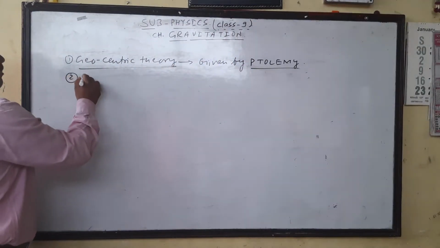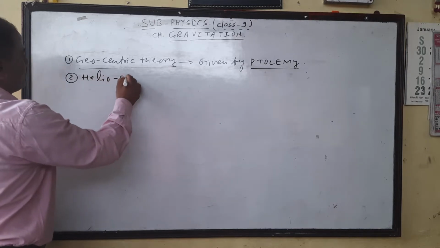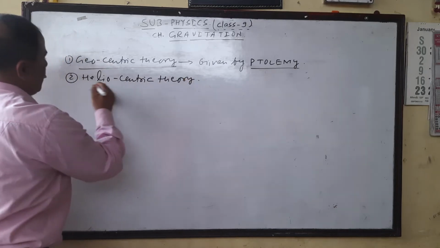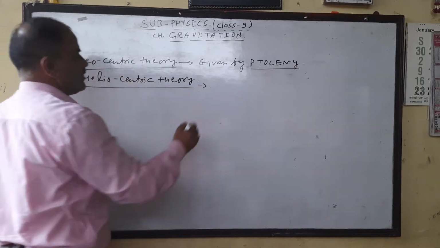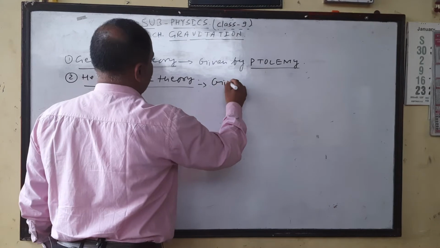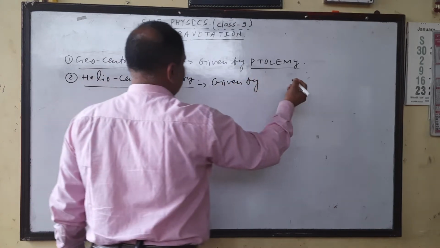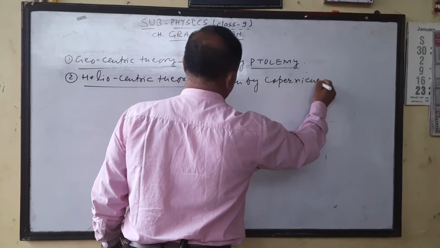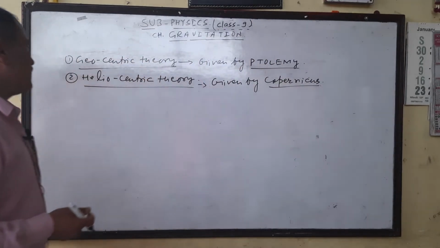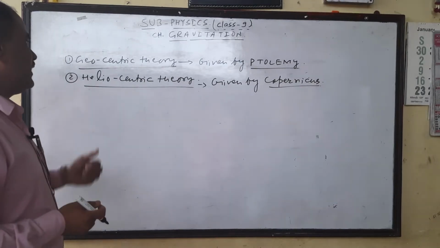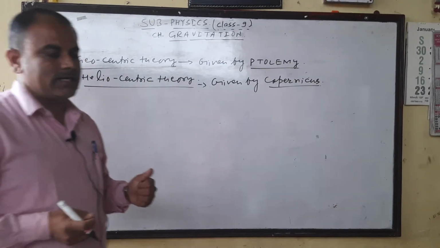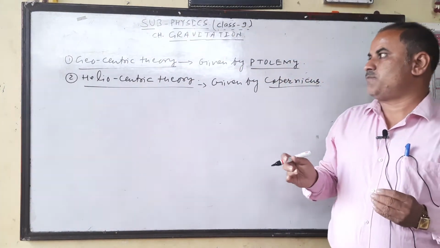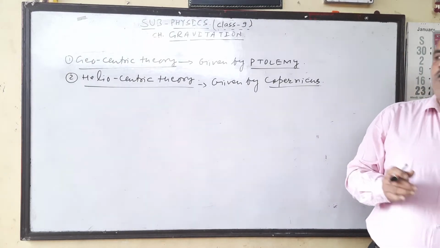And the second theory is called the heliocentric theory. Heliocentric theory is given by Copernicus. And this theory is now worldwide accepted. Helio means sun, centric means center. So the Earth is revolving around the center called the sun.